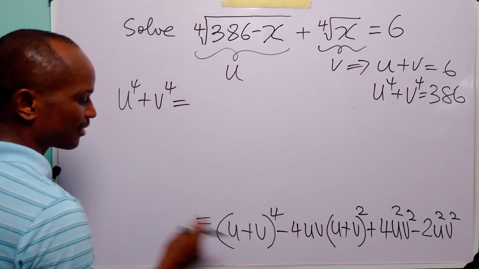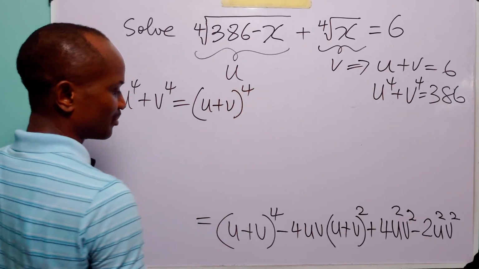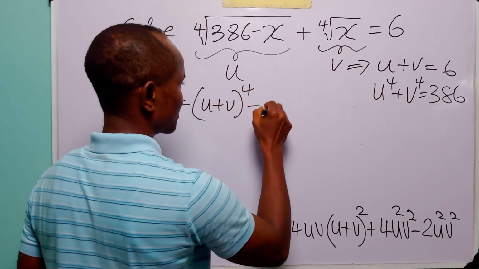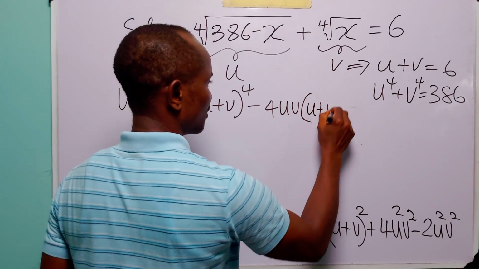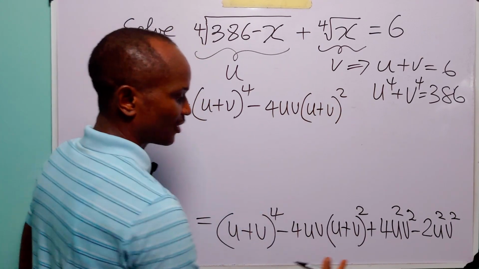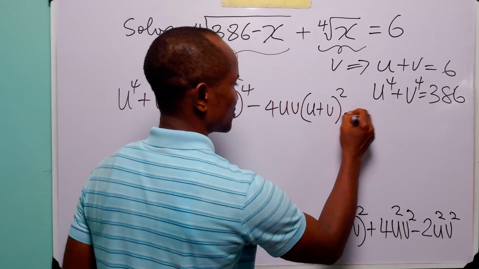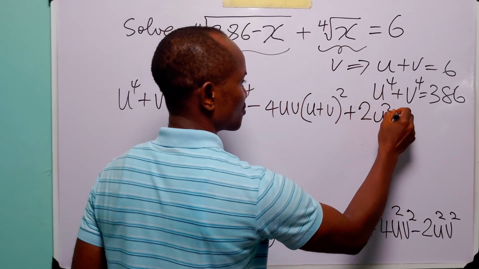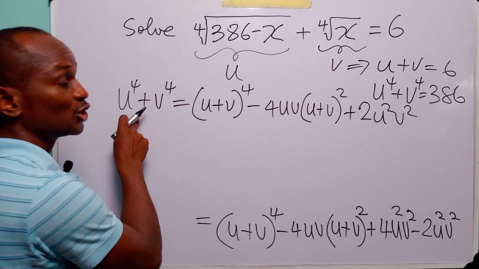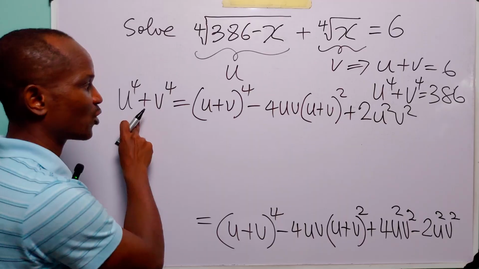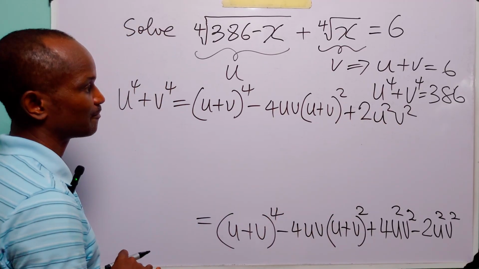So from this line, we can safely say that u to the power 4 plus v to the power 4 is equal to u plus v to the power 4 minus 4uv multiplied by u plus v squared. And of course, 4u squared v squared minus 2u squared v squared is going to give us plus 2u squared v squared. Now you can see that we have expressed u to the power 4 plus v to the power 4 in terms of u plus v and u times v.